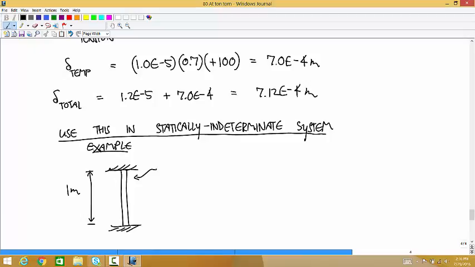The cross-sectional area is 0.01 meters squared. And at the midpoint, let's say there's a force of 20,000 newtons pointing toward the floor. What are the reactions? What are the reaction forces at the top and the bottom?